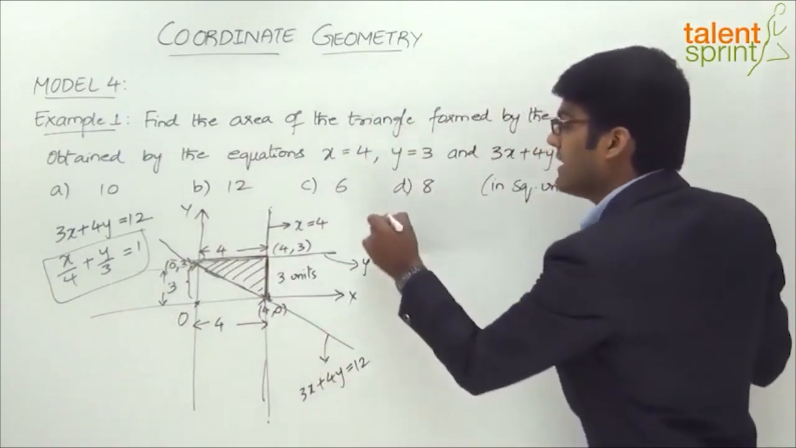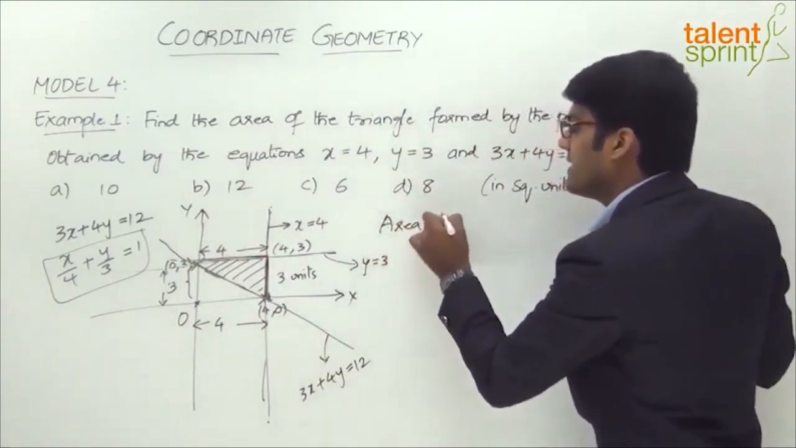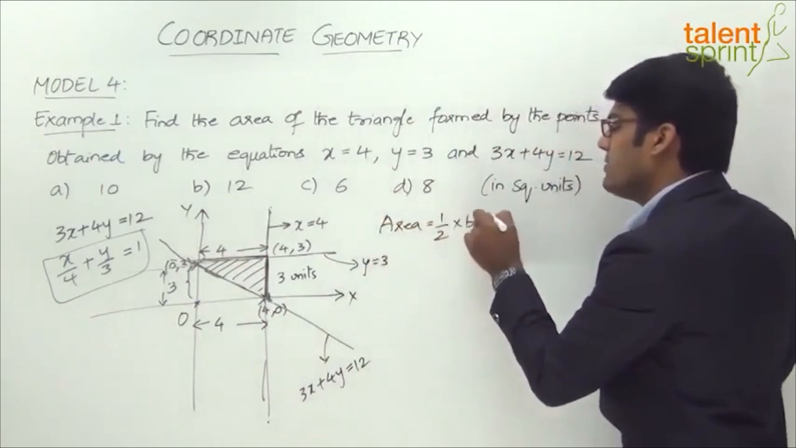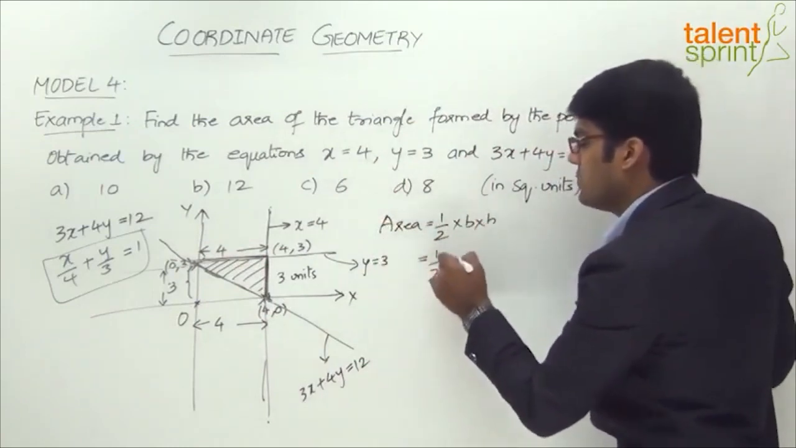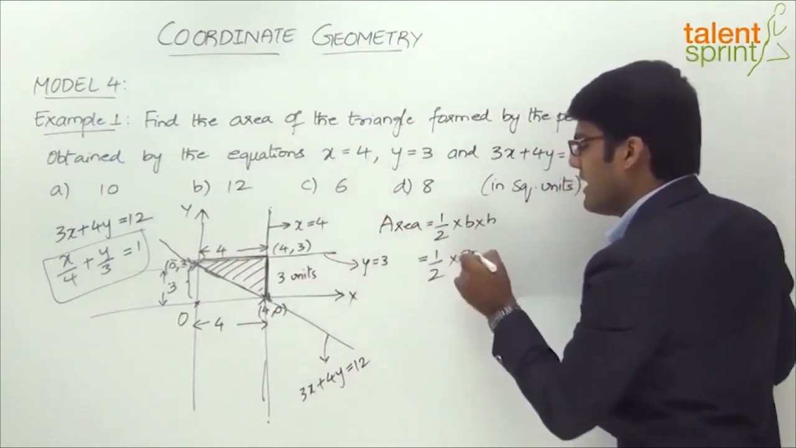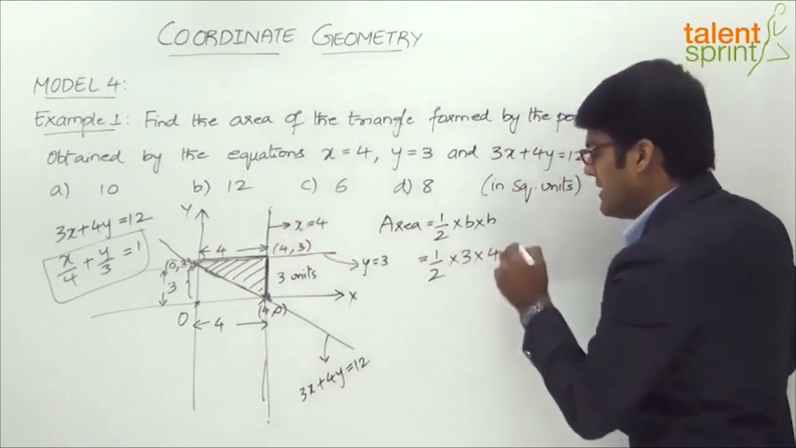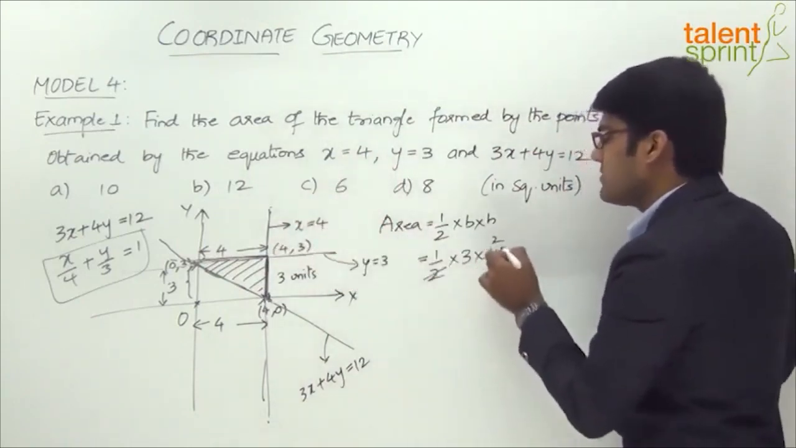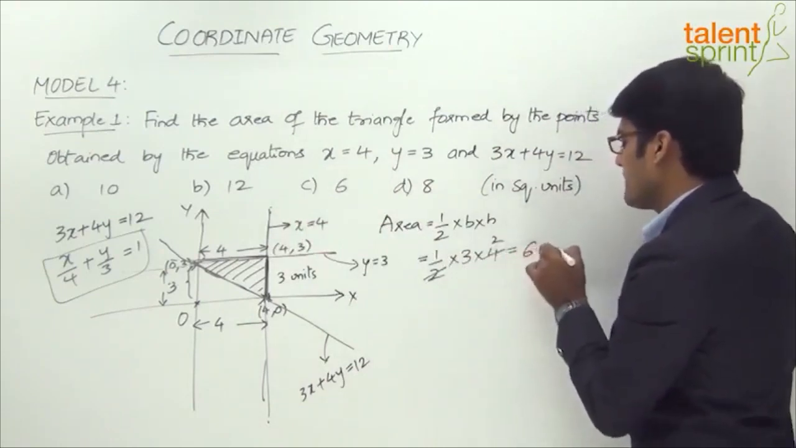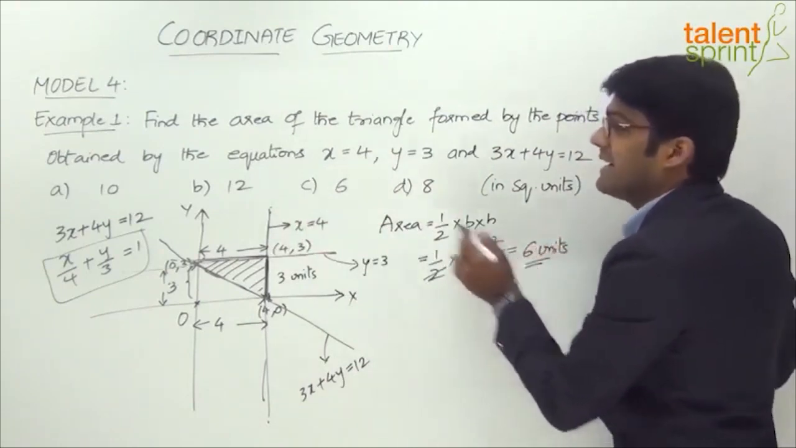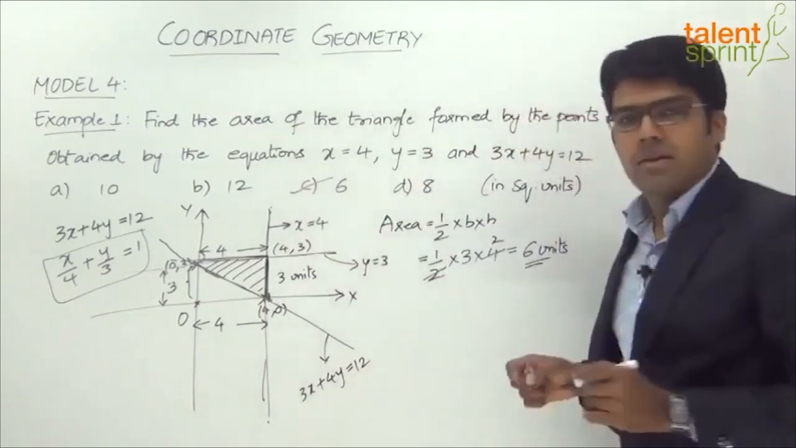Area of a right angle triangle is half into base into height. Just substitute the values. So half into the base is 3, let's say, and the height is 4. Or otherwise the base is 4 and the height is 3. Gives us the same answer, right? What happens? This goes 2 times 3 into 2, 6 units. So the area of this triangle will be option C, 6 units.